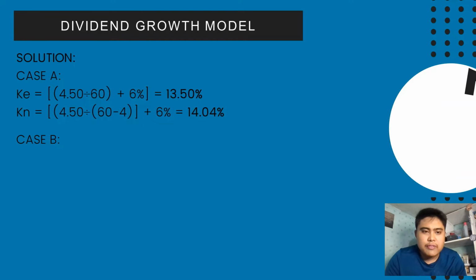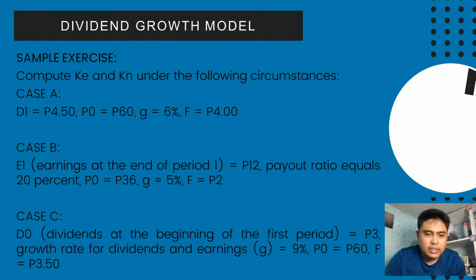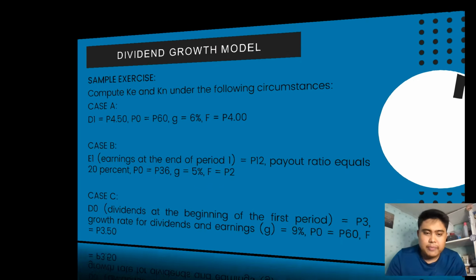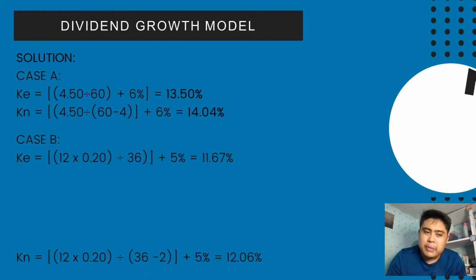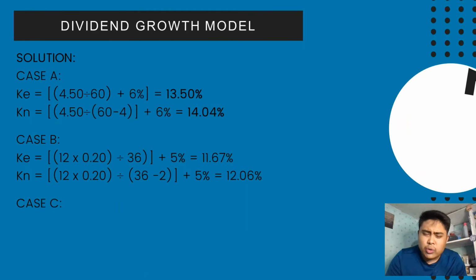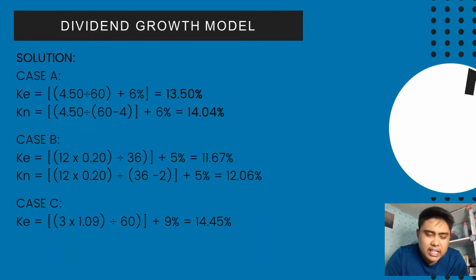Okay, so last na for your dividend growth model. Let us proceed to case C. So, case C, ito na, expressly sinabi ng problem, D0 siya. Bakit D0? Kasi at the beginning of the first period. Growth rate is 9% and your price is 60 and flotation cost is 3.50. So, ang kailangan natin ay D1. Remember kanina how to compute or how to convert D0 papuntang D1? That is 3. Since ang growth rate is 9%, that is 3 times 1.09.